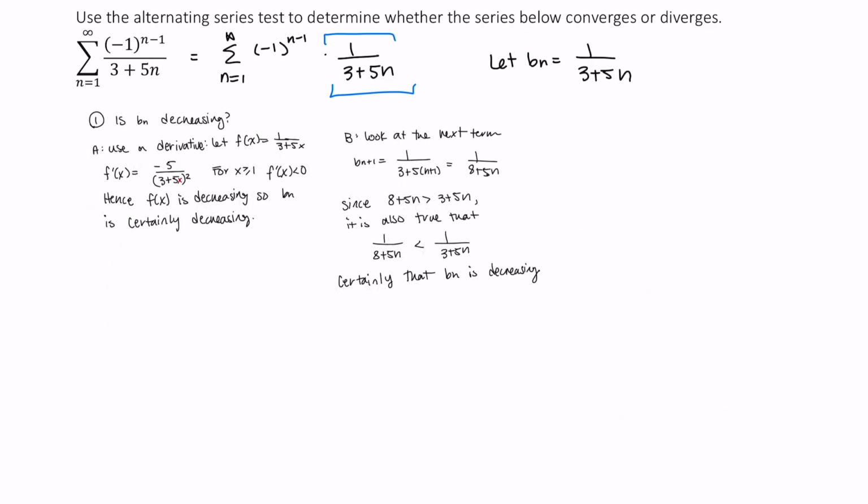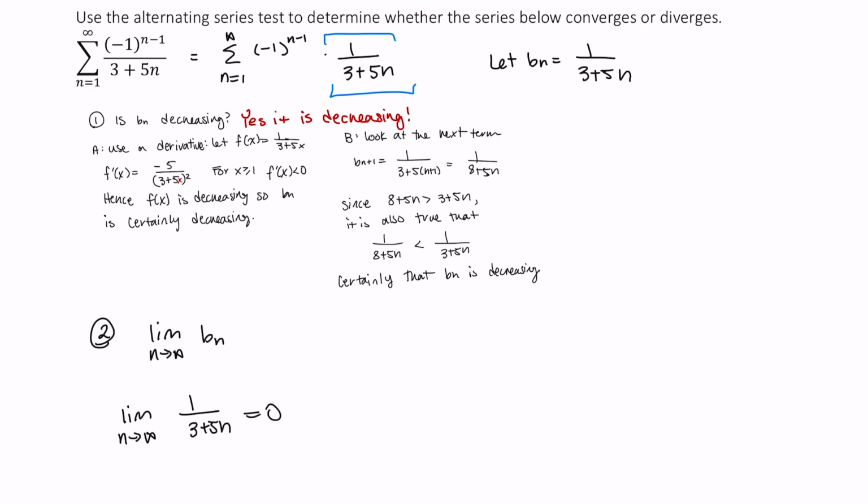All right, so as you can see, I made this text smaller, and I'm going to write here, yes, it is decreasing. The next thing we're going to do is evaluate this limit, the limit as n approaches infinity of b sub n. So let's go ahead and do this. The limit as n approaches infinity of 1 over 3 plus 5n does equal 0. So we know that this entire series, not this one, not this one, but this entire series with the alternating sign of positive and negative, converges.